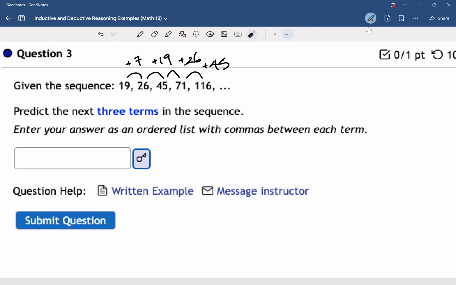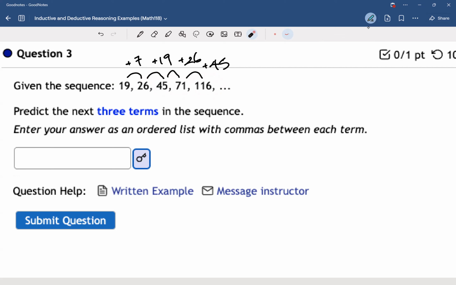And one of the things I notice is that to get to 45, I really just take these two and add them together. Like 19 plus 26 will give me 45. And 26 plus 45 gives me 71. And 45 plus 71 gives me 116. And so if I want to find the next term that comes up, I'm just going to take the 71 and add it to the 116.